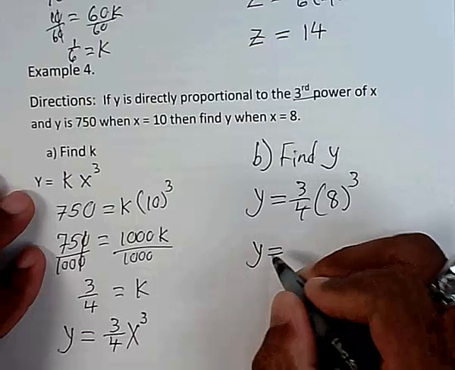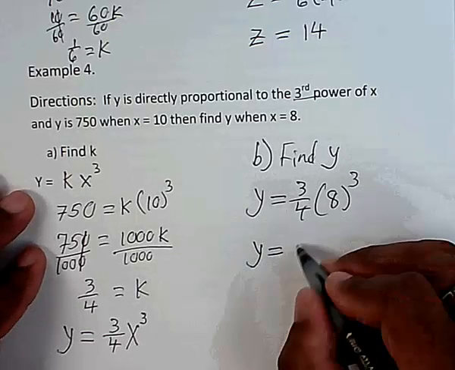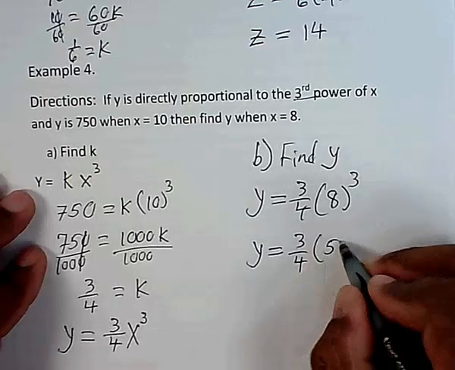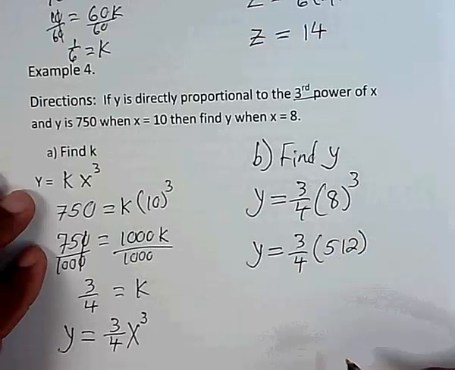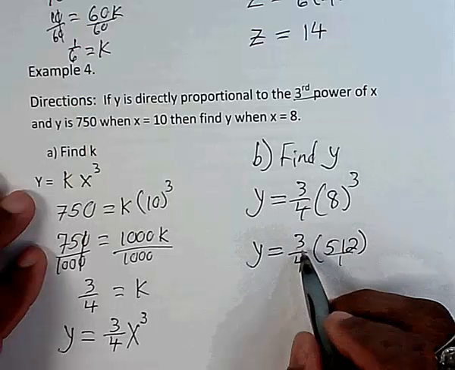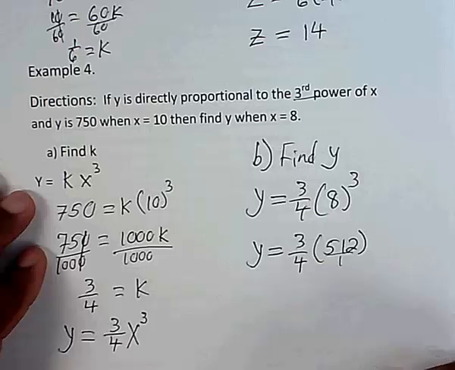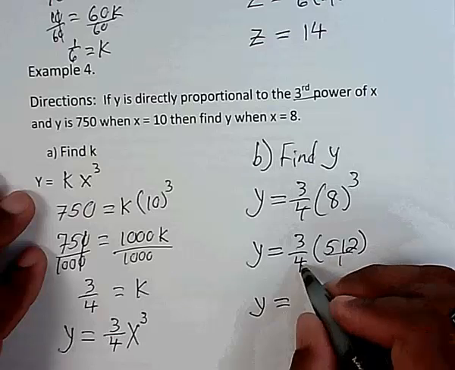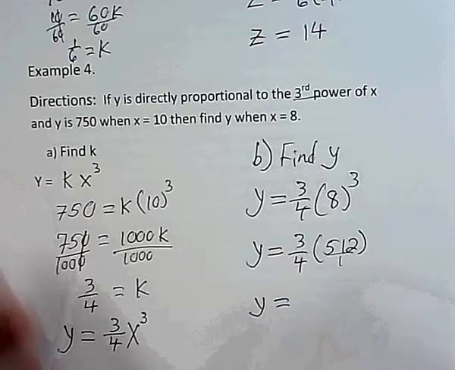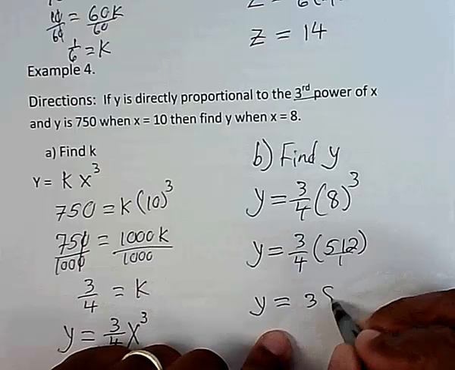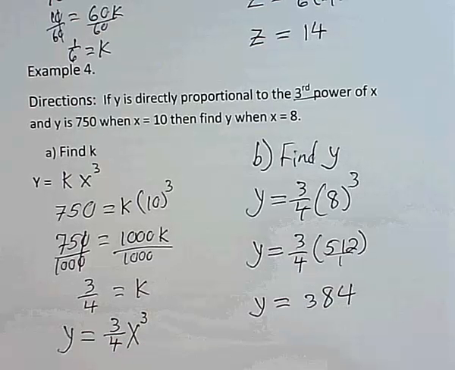So if you haven't worked on your perfect squares and perfect cubes, then you are going to want to brush up on those. 8 cubed, like I said, is 512. And then we can reduce, because 512 over 1, reduce that, or you can multiply straight across and get a big number and divide by 4. Either way that you want to do it. But once we do the reduction, 512 divided by 4, and then multiply that by 3, we get 384 for our result for y.